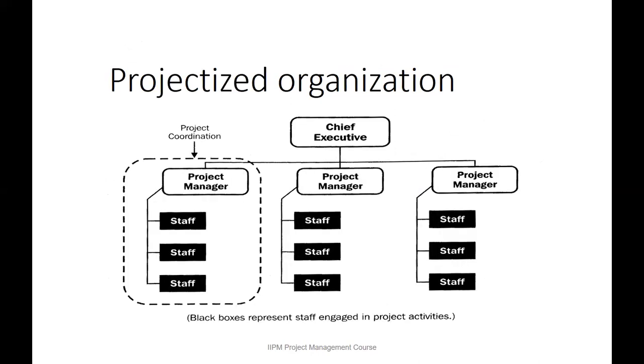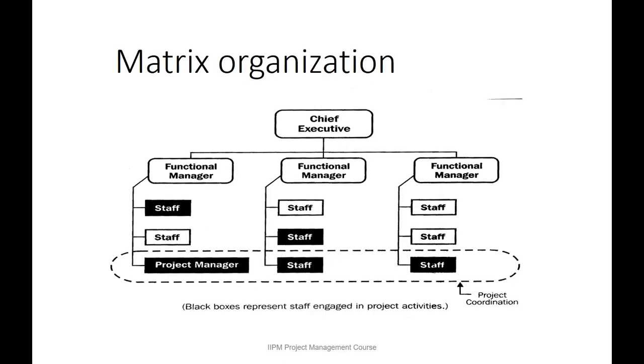Then we have the other one, the projectized system, where the project manager is the main person. So if there is a functional manager, his role and authority level are below. The project manager and his team are absolutely responsible. So the authority or power level of the project manager is high in the projectized organizational structure. Then you have the matrix structure, a 50-50 structure.